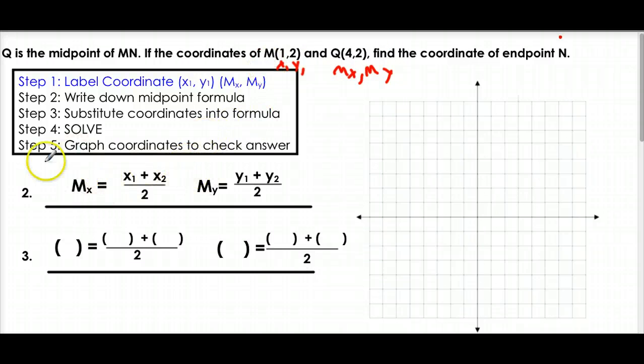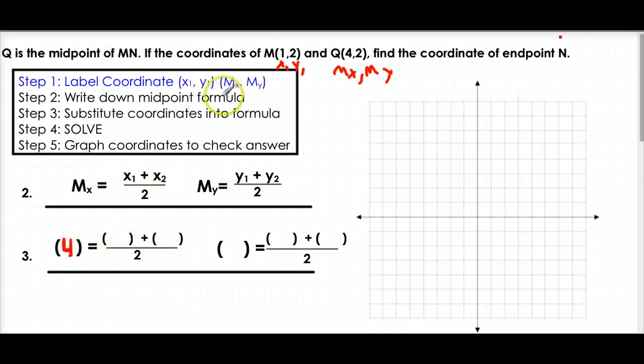So what I've done is split up the formula a bit. Instead of just having the midpoint equals this and this, the midpoint of x is x1 plus x2 over 2. Midpoint of y is y1 plus y2 over 2. And what we're going to do is substitute the values in. So we know the midpoint of x is 4. All right, that's right there.